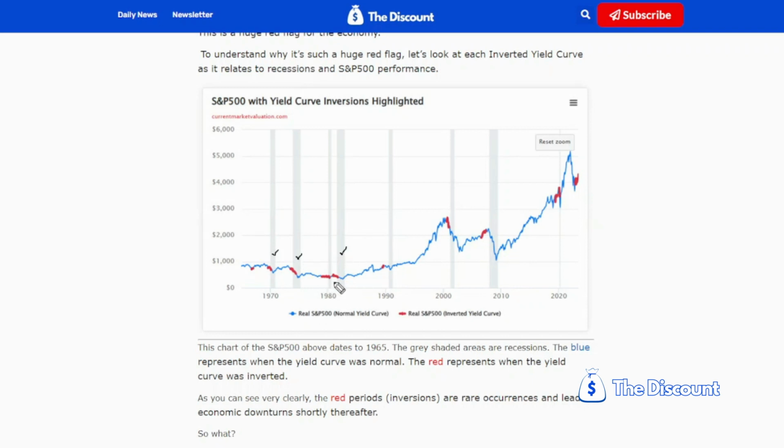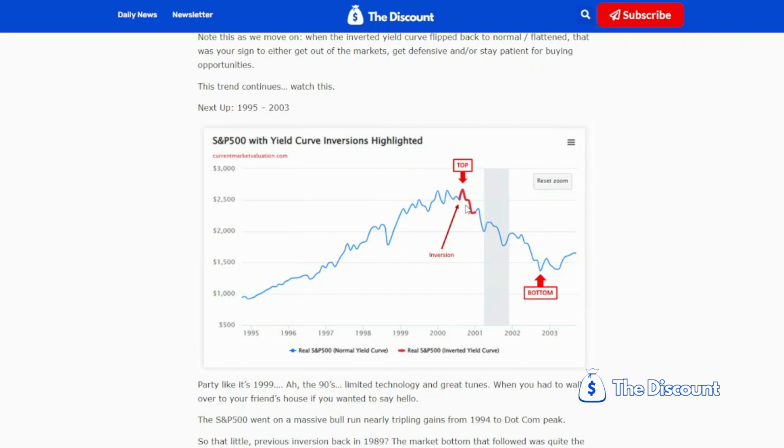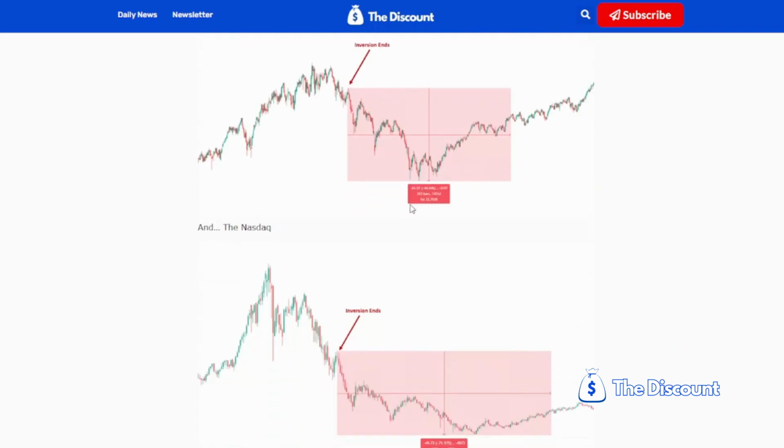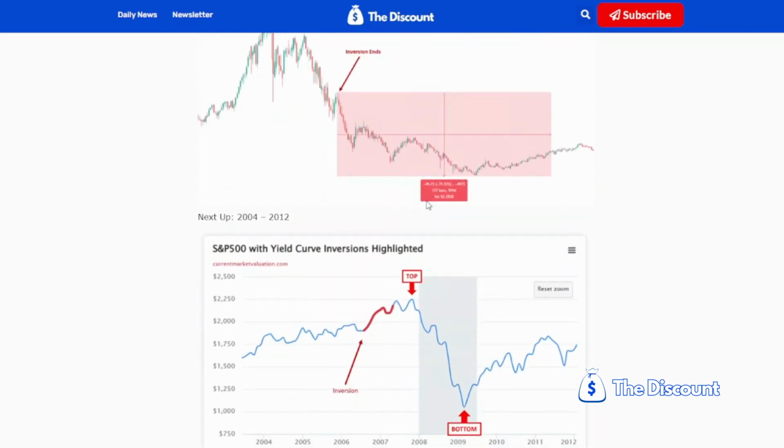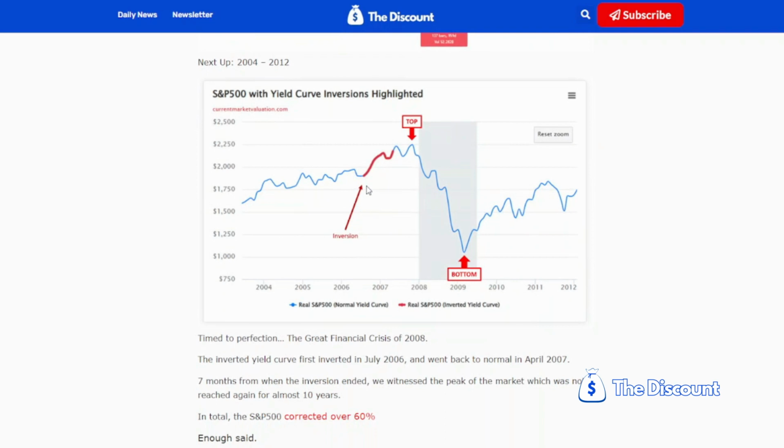Well, guess what? We zoomed in on all of this and we showed you probably the most important market timing indicator there is. You could see here we break down how and when you could look at getting out of the markets or getting defensive, and look how perfectly the inverted yield curve timed the 2008 top.